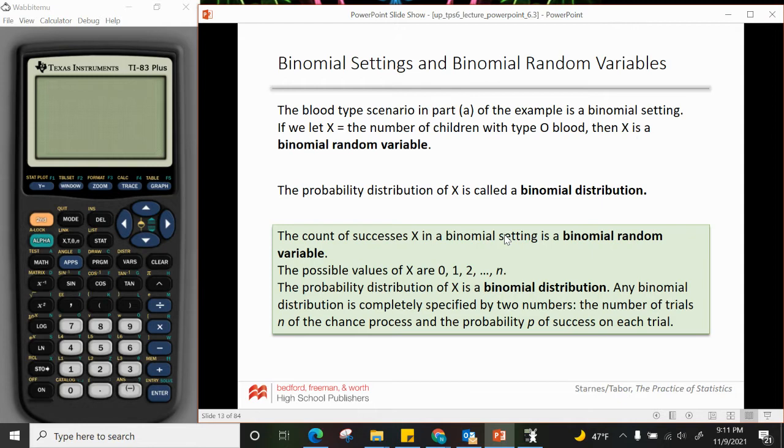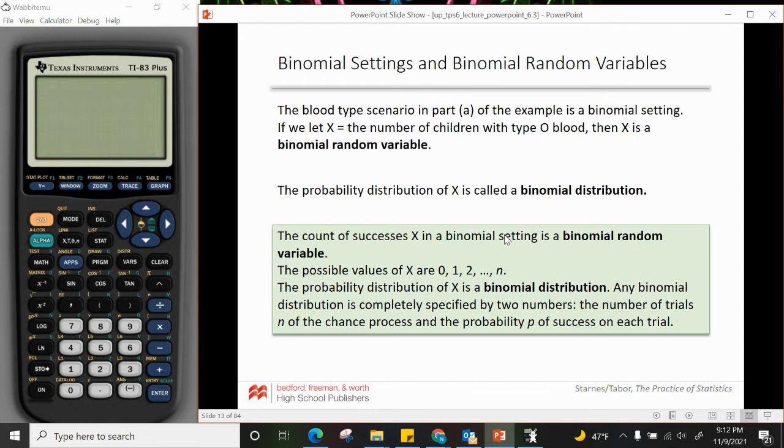And now the count of successes, which is x in a binomial setting, is a binomial random variable. The possible values for x are 0, 1, 2, all the way up to n. So you can have 0 children, you can have 1 child, 2 children, 3 children, 4 children, depending on how many kids you have that have type O blood.